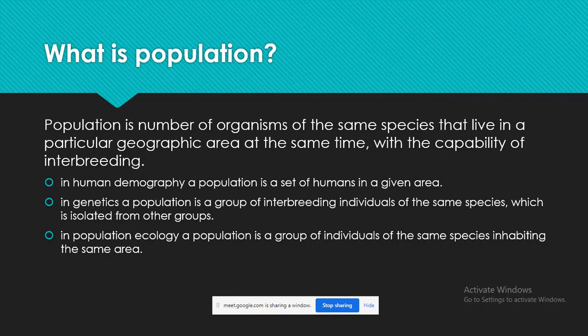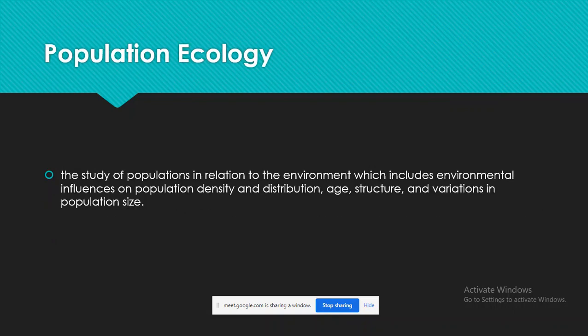Sa genetics or in biology, population is a group of interbreeding individuals of the same species which is isolated from other groups. No? And in human demography naman, yung population sa tao, population is a set of humans in a given area. So ito yung different definitions niya. Pero ang gagamitin natin is yung para sa population ecology.